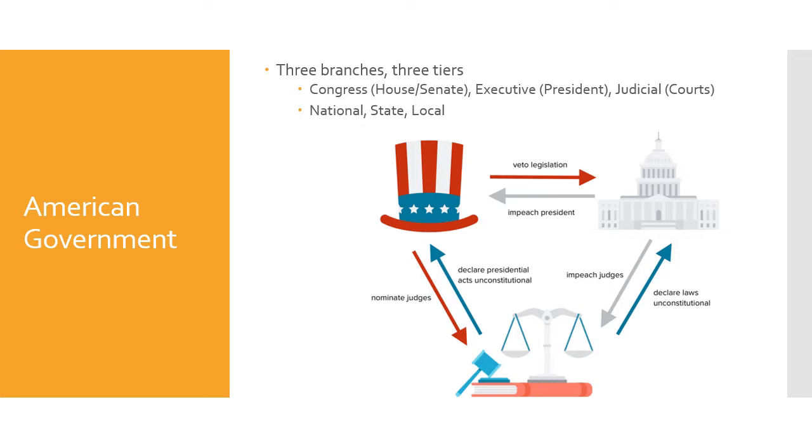Sort of the cornerstones for American government are that we have three branches and three tiers. So the three branches are pretty familiar. We have Congress, which is the House and the Senate. We have an executive, which is the president, and we have judicial, which is the Supreme Court. This is at the national level. So these three branches play around with each other and have checks and balances over each other's power.